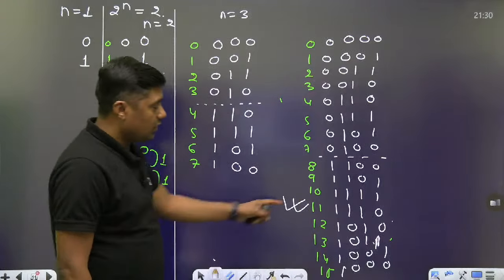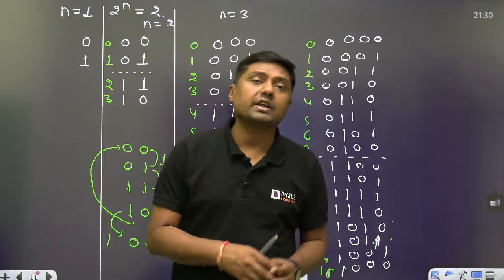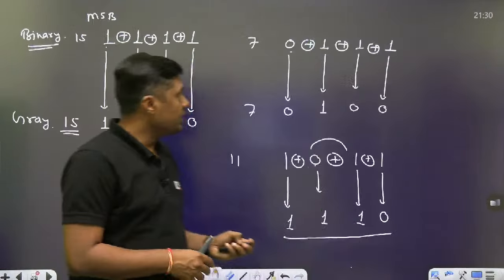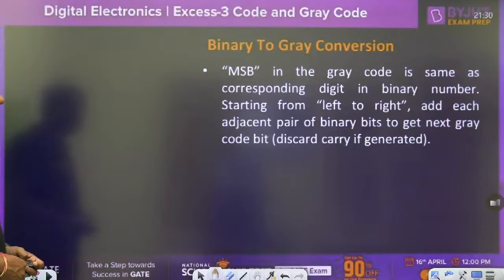Code for 1110. This is the gray code. So this is the binary to gray conversion. It is written here, binary to gray conversion. How can we convert the binary into the gray? Binary to gray.